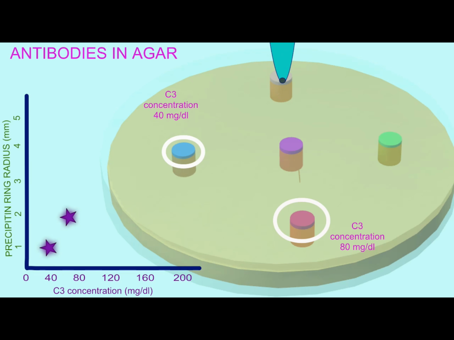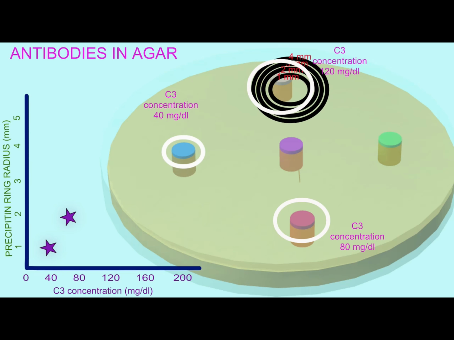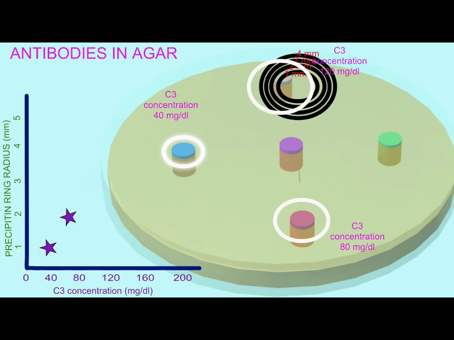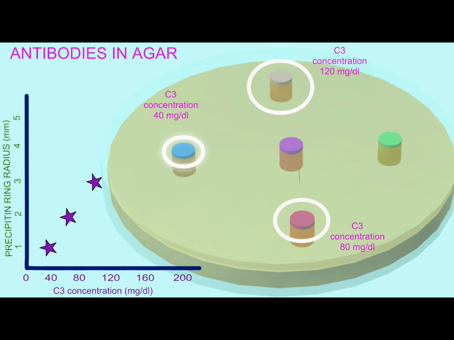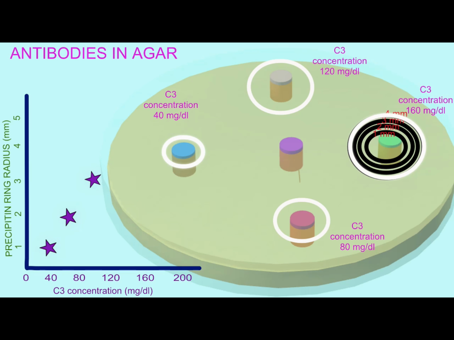This can be used to measure the concentration of the antigen, say in the serum of a patient, because the diameter of the ring, when squared, is directly proportional to the concentration of the antigen in the sample. And so therefore, if the antibody concentration is kept constant, one can then prepare a set of standards in which the antigen concentration varies.